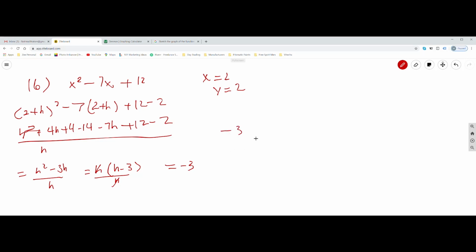Slope is negative 3, so y equals negative 3x plus b. So you have y equals negative 3 times 2 plus b. 2 plus 6 is b. 8 equals b. Y equals negative 3x plus 8.